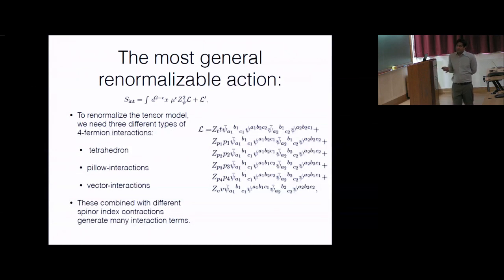To renormalize the tensor model, you need three different types of four fermion interactions. These are tetrahedron interactions, pillow interactions, and vector interactions. I'll show you what these look like in the next slide. Combined with the different ways of contracting spin indices, you can get various interaction terms, although you can also impose symmetries to make some of these equal. But there are three different types of four field interactions that you would get when you renormalize a tensor model.